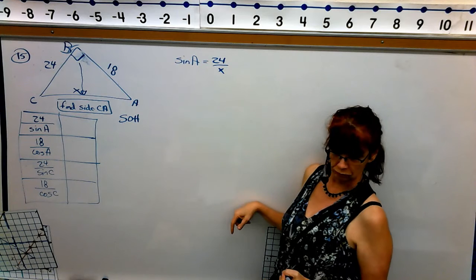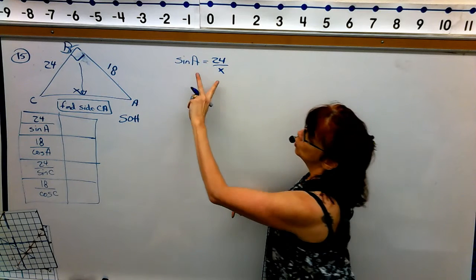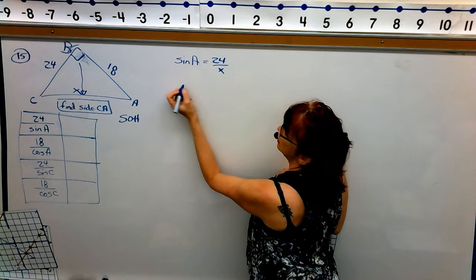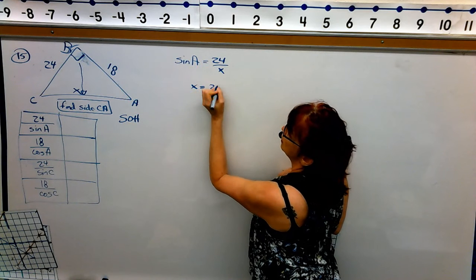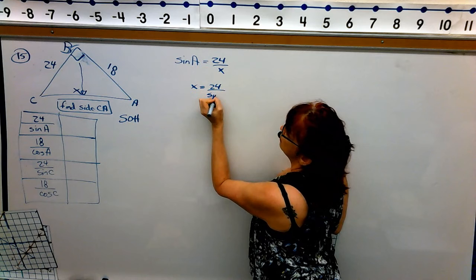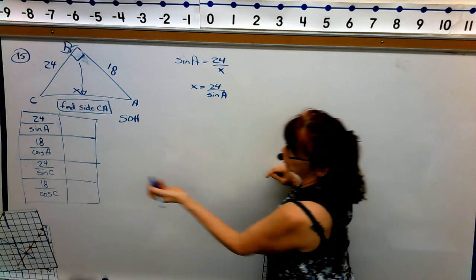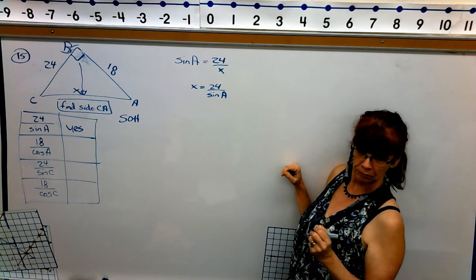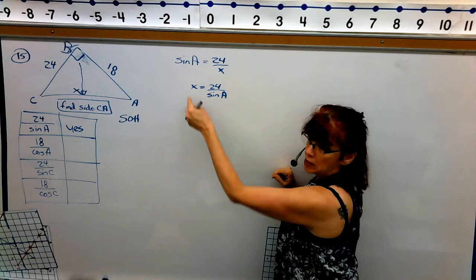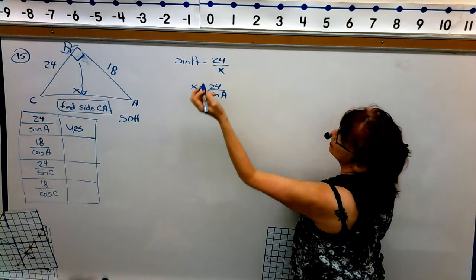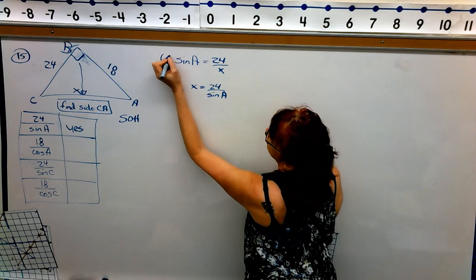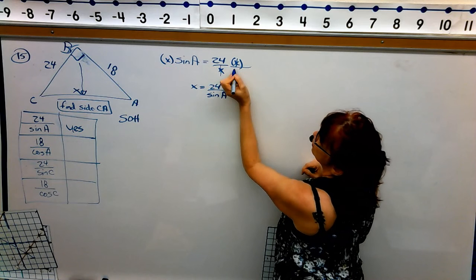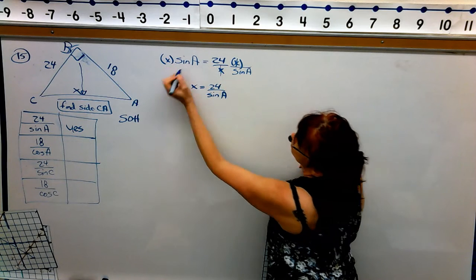So if we do the little flippy-do, that means that X is equal to 24 over the sine of A. So this one's a yes. Here's the long way to get there. If I multiply both sides by X to get the X's to cancel, and I divide both sides by sine of A to get sine of A to divide out, there's my X is equal to 24 over sine of A.